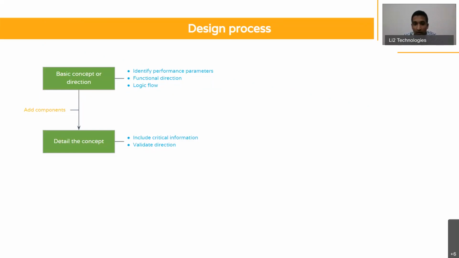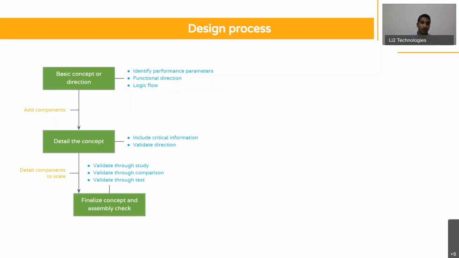Now, again, over here, when you detail the concept, you have to work towards including all the critical information. You validate the direction. This is basically saying, okay, if I go in this direction, I know I can achieve what I intend to achieve. That direction has to be clear. That direction should be a known path. Until it is a known path, you need to work on this. The more time you spend over here, the lesser trouble you will have in future. So you detail the concept.